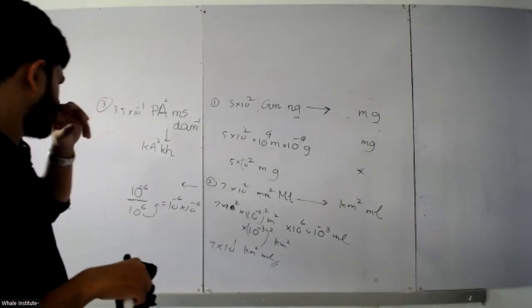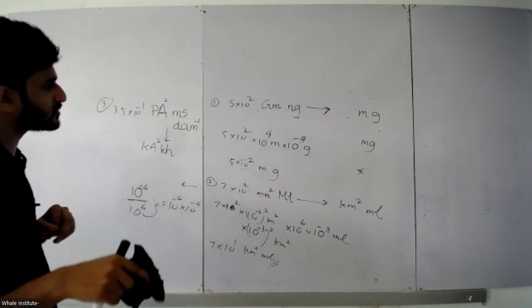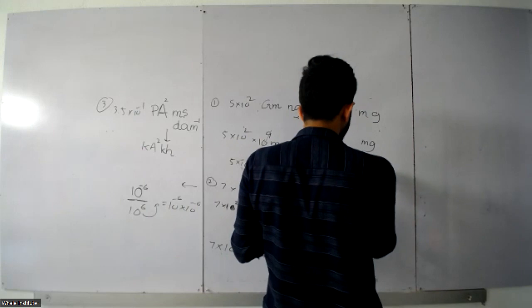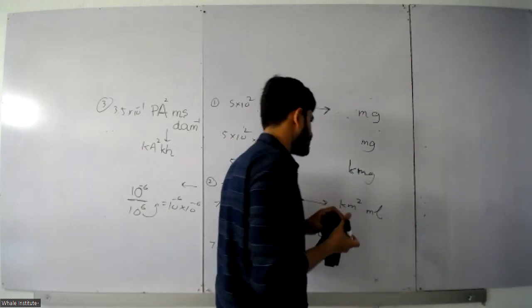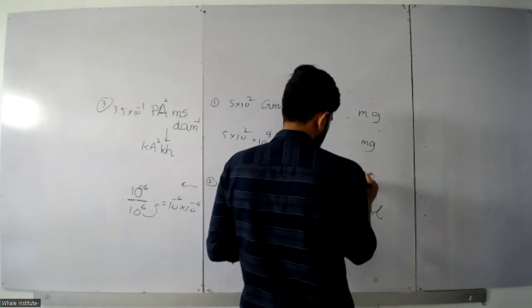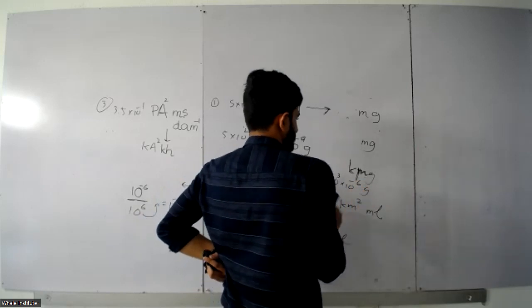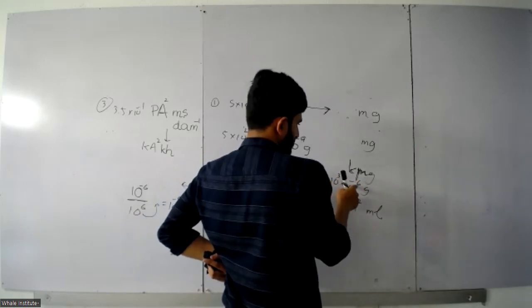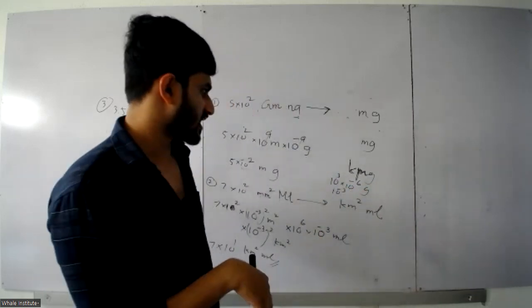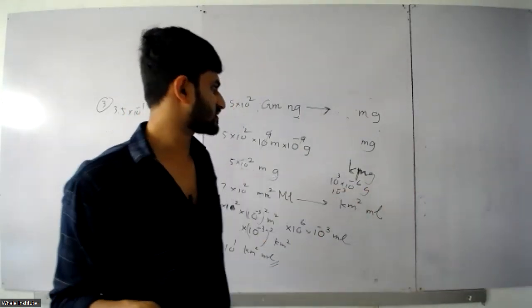When we use prefixes, you can't use two prefixes for one unit. For example, you can't write kilo-milligram, whether it should be milligram or kilogram. Kilo-microgram: kilo is 10 to the power plus 3, microgram is 10 to the power minus 6. Then you can simplify: plus 3 minus 6 means minus 3. So you can put 10 to the power minus 3 grams. 10 to the power minus 3 means milli, right? You can directly put milligrams without using kilo and micro.